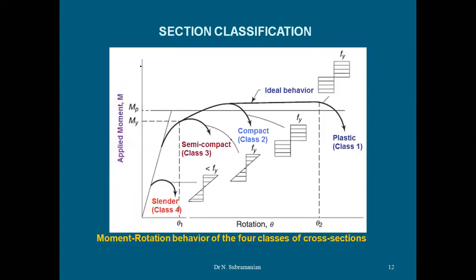And this is the classification, as I just discussed. So this point is the slender point. This is called a slender section. This section is called semi-compact section. This is called compact section, and this is called a plastic section. So first you have to choose your section, and we have to check which class it falls under. Semi-compact sections and slender sections fall under elastic analysis. Compact sections and plastic sections fall under plastic analysis.